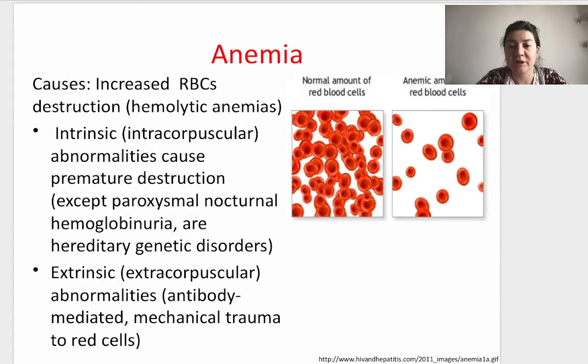Increased red blood cell destruction. It is another way of pathogenesis of anemia, and this increased destruction can be intrinsic and extrinsic. Intrinsic or intracorpuscular abnormalities cause premature destruction, except paroxysmal nocturnal hemoglobinuria. They are hereditary genetic disorders. Extrinsic or extracorpuscular abnormalities are antibody-mediated or due to mechanical trauma to red cells. And here you see a picture with examples of anemias.